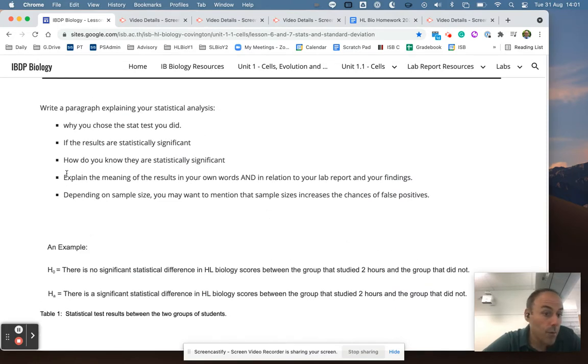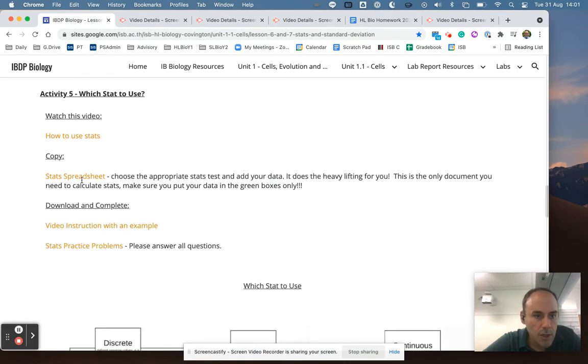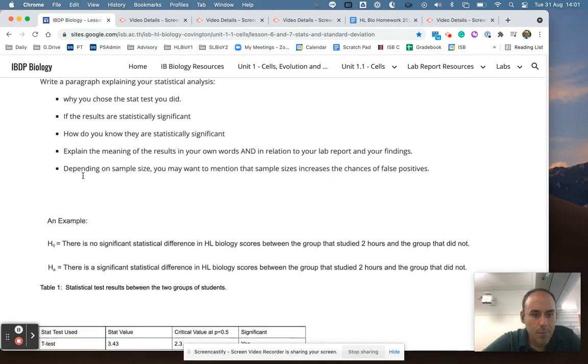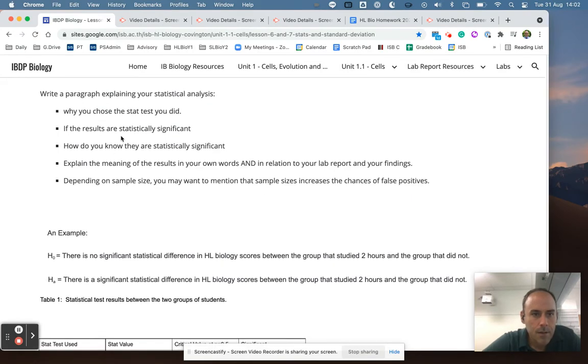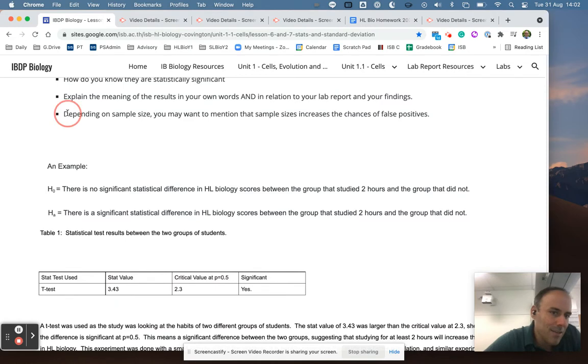And then you'll punch your data into your stats spreadsheet, and you will come up with whether it's significant or not. Then you need to explain how you know there's statistical significance, and what that actually means to your findings. So put it into words that demonstrate you understand what that means. Sometimes, depending on how big the sample size is, that might increase the chance of false positives. Don't worry too much about that.